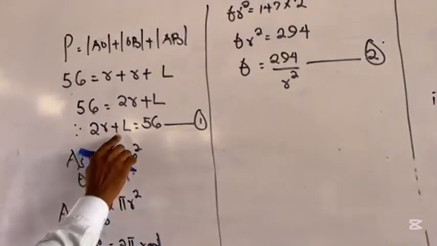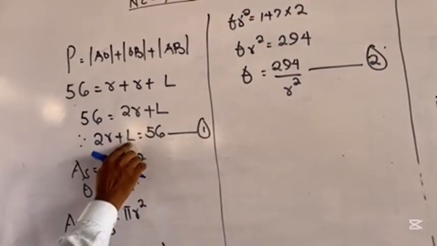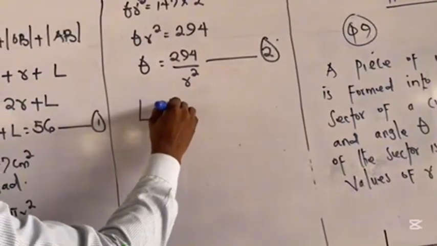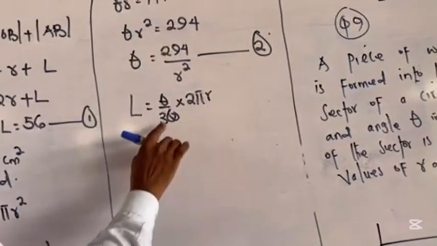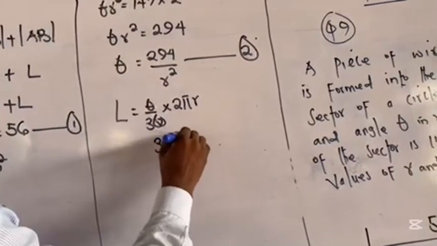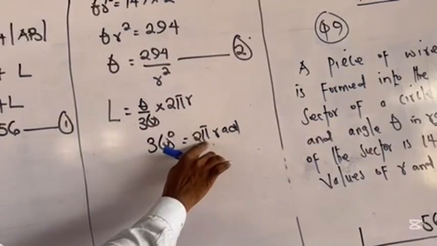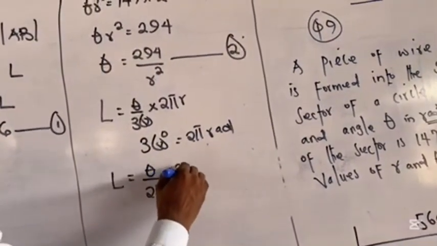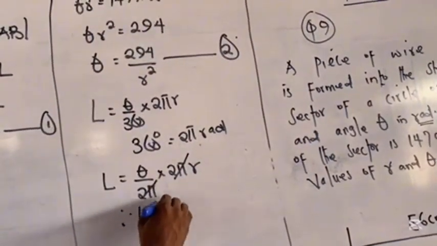And we have that 2r plus L equals 56, where L represents the length of the arc. So what's the formula for the length of an arc? The length of arc is theta over 360 times 2 pi r. Once again, the theta here is in degrees, not in radians. Recall, we have 360 degrees equals 2 pi radians. So in place of 360, I'll replace this with 2 pi. So the length of arc becomes theta over 2 pi times 2 pi r. 2 pi cancels 2 pi. Therefore, the length of the arc now is theta r.